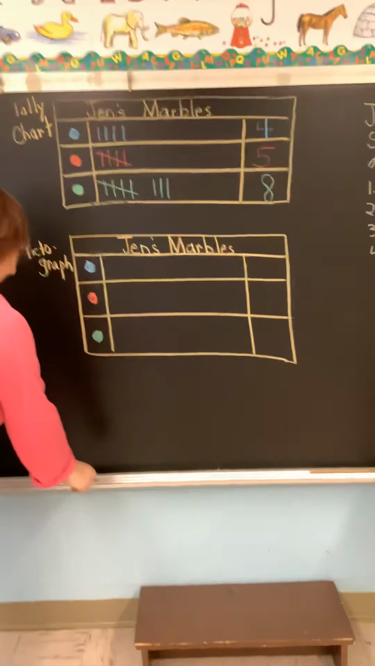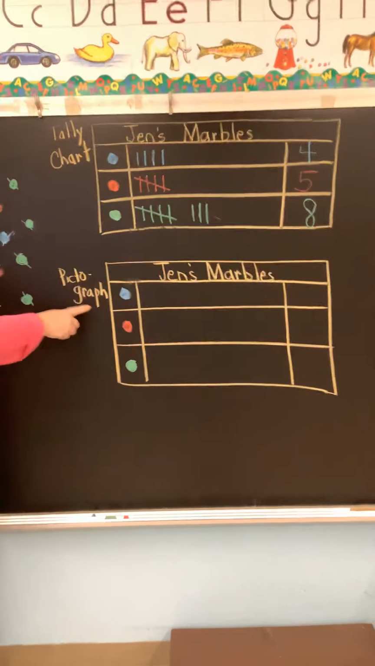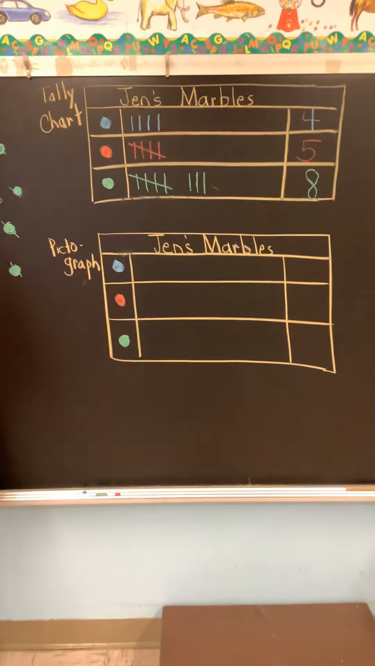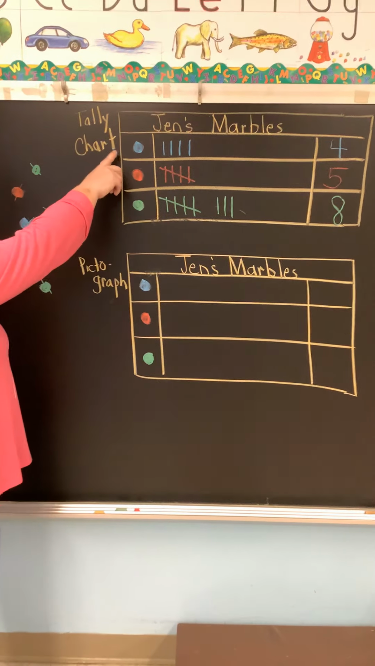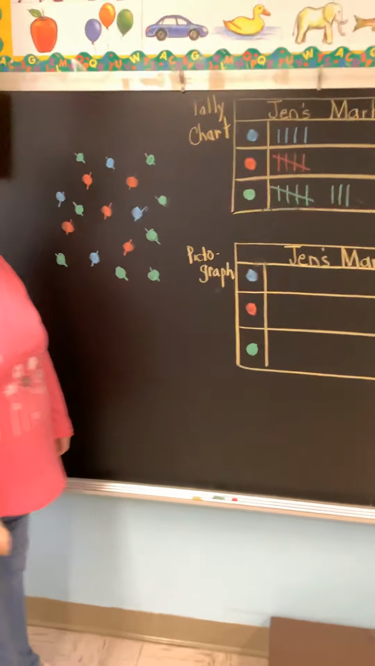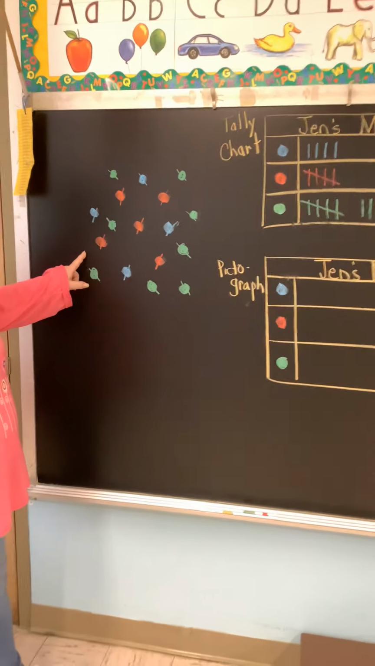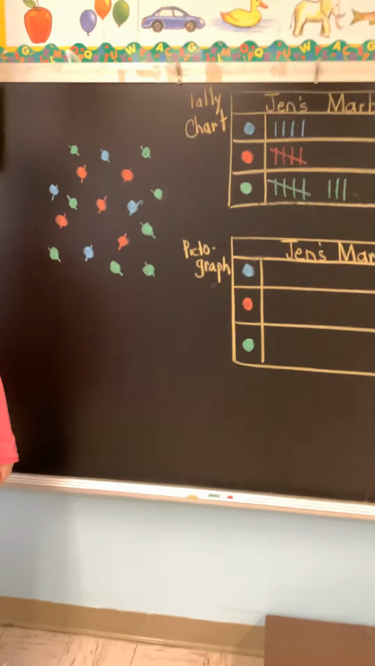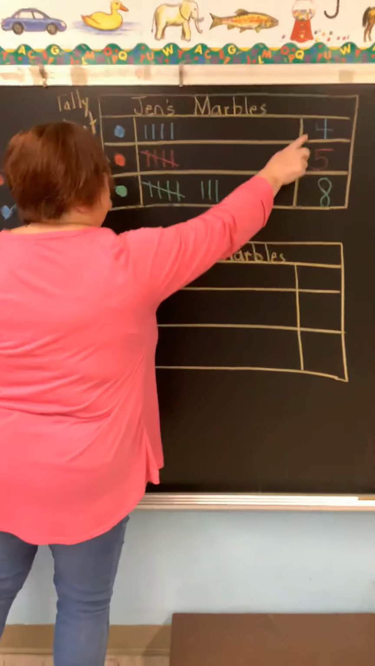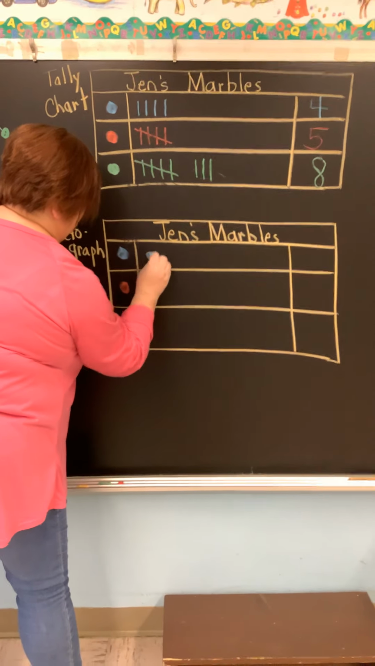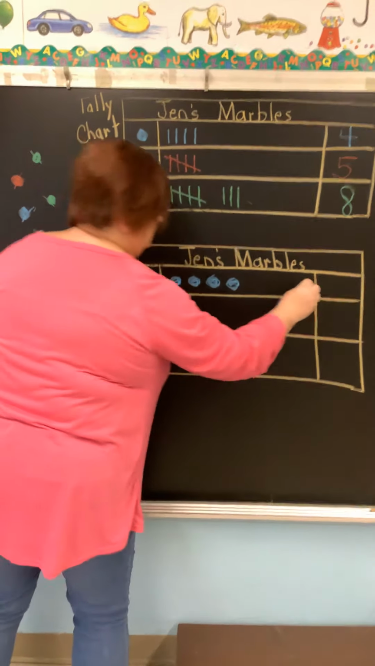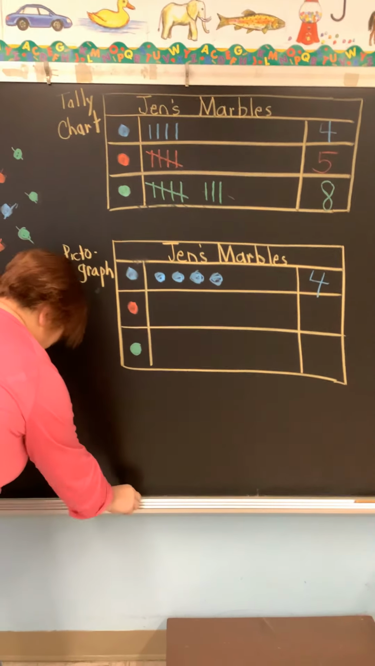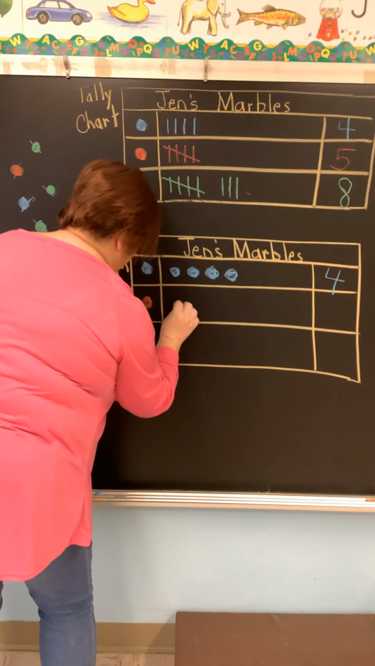Now underneath, that's called a pictograph. A pictograph actually uses pictures. She already knows how many of each because she did her tally chart. But if there wasn't a tally chart and just a pictograph, she would just go back and count. This time she's going to draw the picture. There she goes with her blue. There's 4, so she's going to make 4. And she already knows how many red because she counted them above. There's 5, so she's going to make 5.